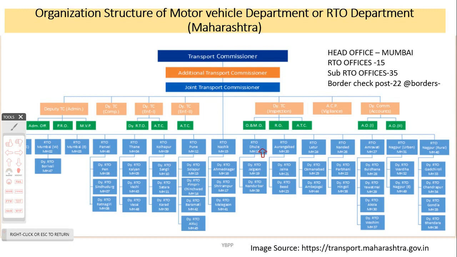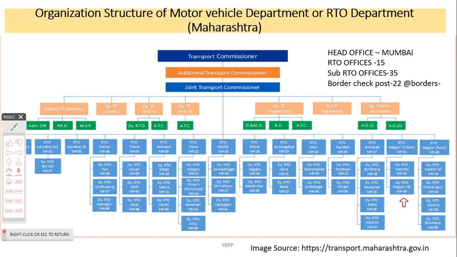Then a total of 15 RTO departments are there, for example Thane, Mumbai, Latur. So a total of 15 RTO offices are there. Along with that, below these 15 RTO offices, a total of 35 sub RTO offices are there, and these 35 offices are located mainly at district places. Okay, so all these are the sub RTO offices.